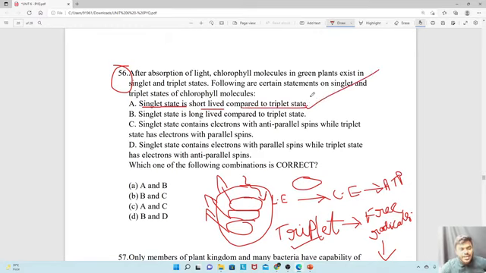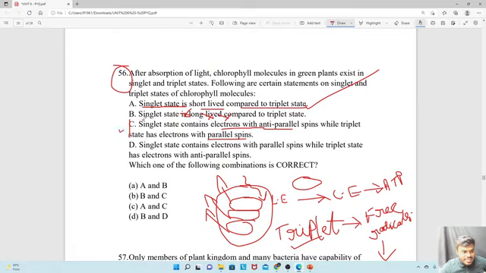This statement is a right statement. Single state is long-lived, wrong statement. Single state contains electrons, this is the only point I want you to remember, with an anti-parallel spin. Triplet contains parallel spin. This is a direct characteristic feature. There is no need to explain over there. Always, more chlorophyll molecules will spin parallel. Less chlorophyll or a single chlorophyll, the electrons spin always anti-parallel.